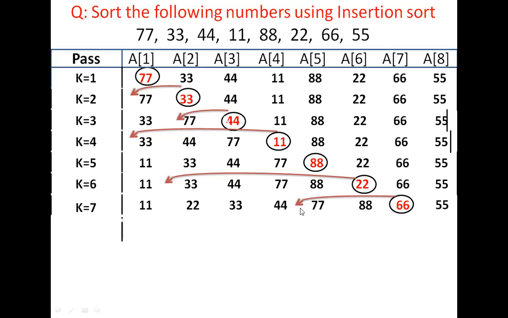Now create room or space to insert 66 in its proper position. For this, I move 88 to A of 7 and 77 to A of 6. Then 11, 22, 33, 44 remain as they are in their positions. So now I have created space for 66. Now copy 66 or insert 66 into its proper position so that 11, 22, 33, 44, 66, 77, and 88 are sorted.